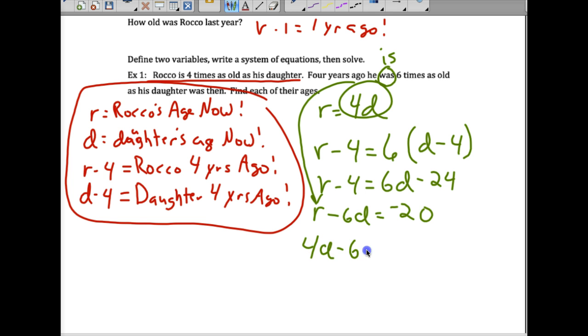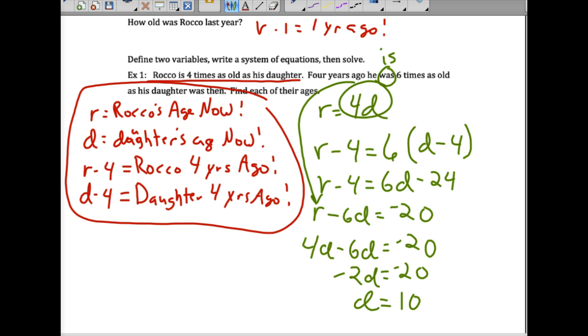4D minus 6D equals negative 20. I put the negative 20 over on the left, but you don't have to. Do it your way. You should get the same thing. Negative 2D equals negative 20. Did anybody else get D to be 10? Did we do that right? Yes.